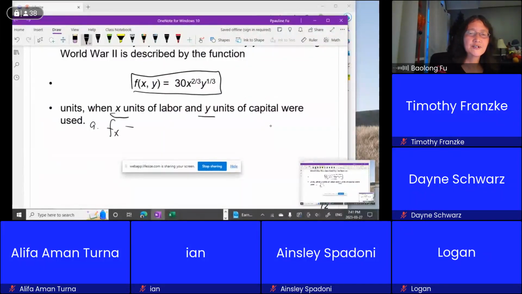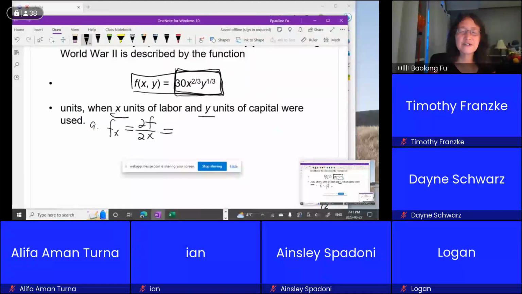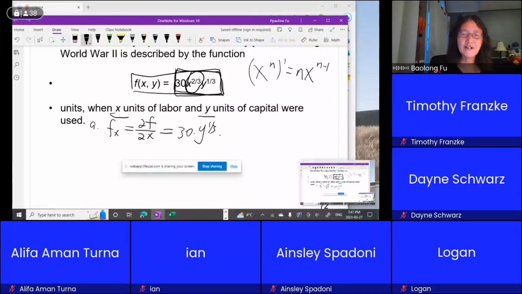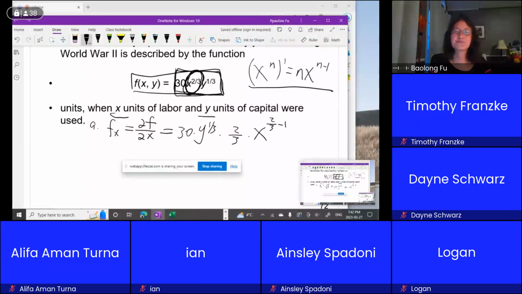So Fx means df/dx, which means you only take the derivative for x, and consider y a constant. Remember the derivative of x to the power n is n x to the n minus 1. So consider y constant, and only take the derivative of x raised to the power 2/3. Use this formula: 2/3 x to the 2/3 minus 1.